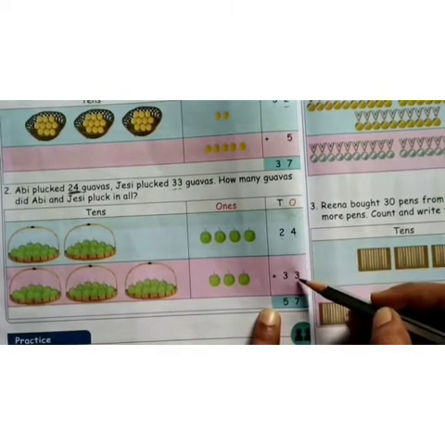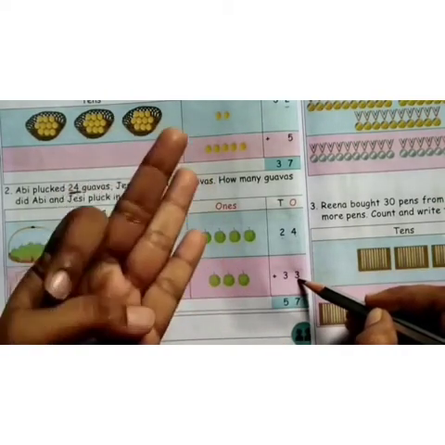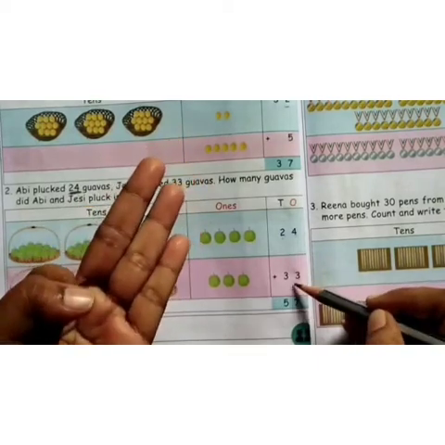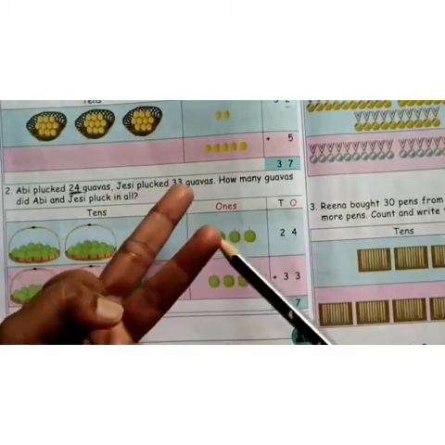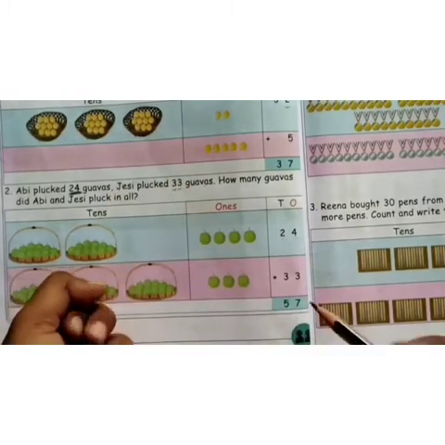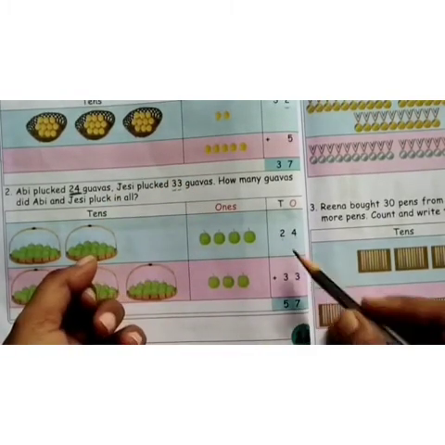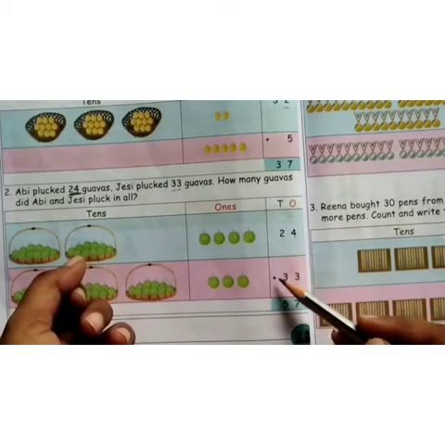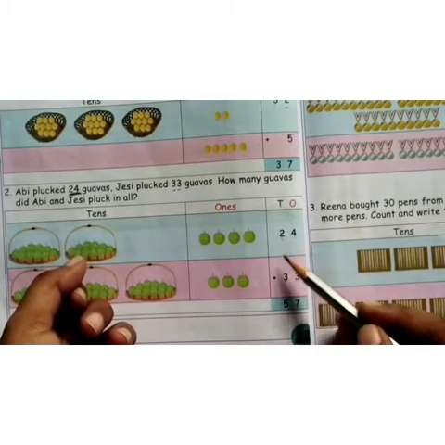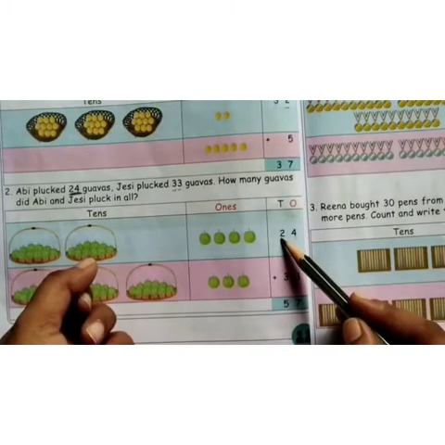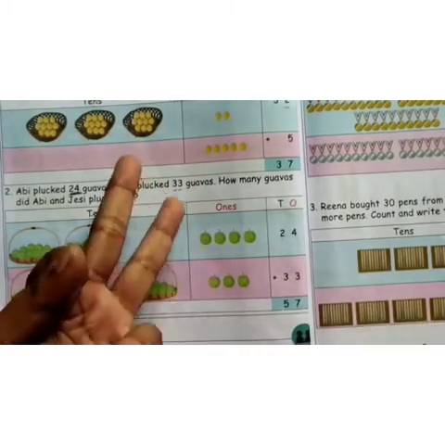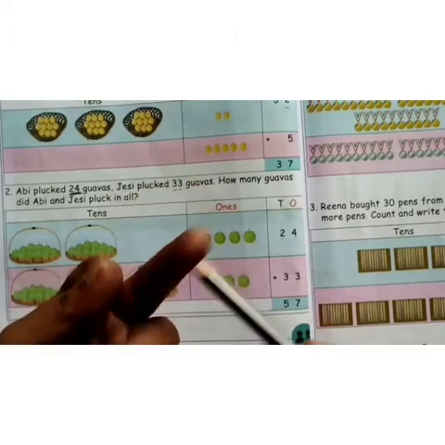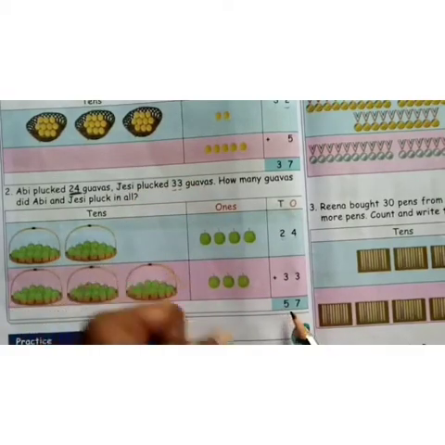4 in the mind, 3 in the finger. After 4, 5, 6, 7. So we have written 7 here. And next 2 and 3. If we add 3 with 2, what will you get? 2 in the mind, 3 in the finger. After 2, 3, 4, 5. So we have written 5 here.